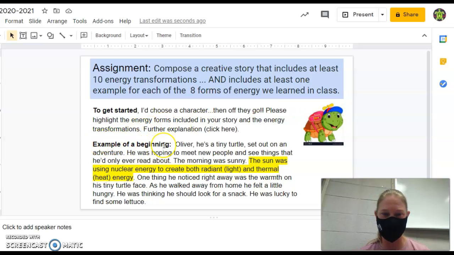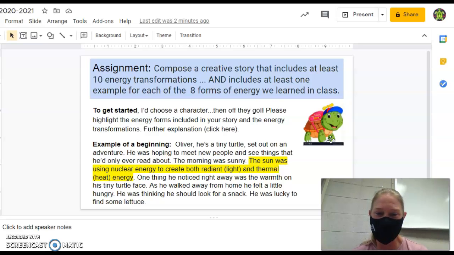So here's an example just of a beginning, how you might start off. I chose little Oliver here. He's a tiny turtle. He set out on an adventure. He was hoping to meet new people and see things that he'd only ever read about. The morning was sunny. The sun was using nuclear energy to create both radiant, light, and thermal, heat, energy. One thing he noticed right away was the warmth on his tiny turtle face.